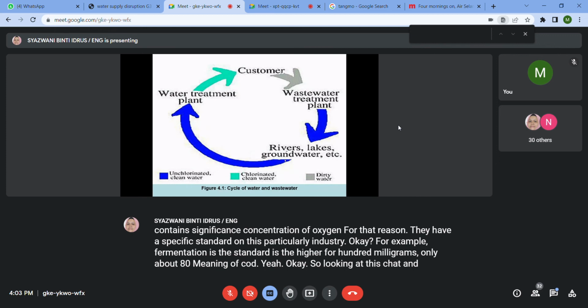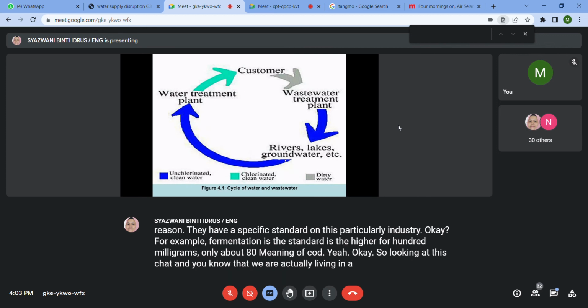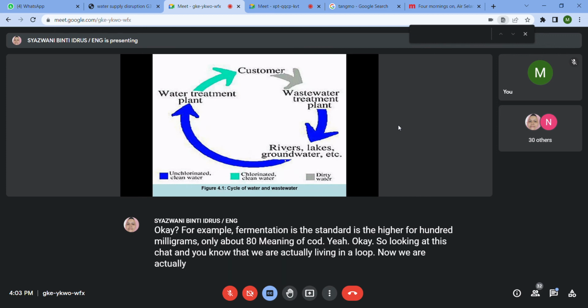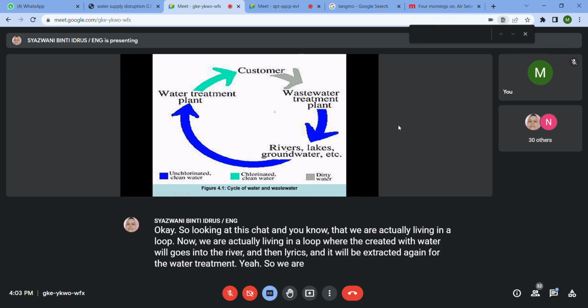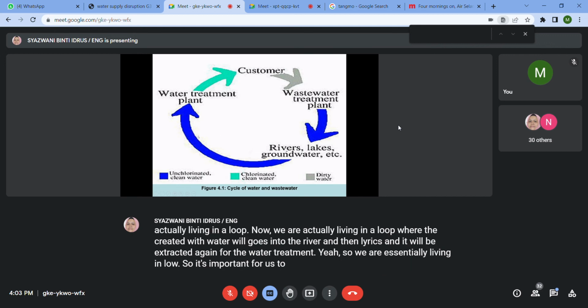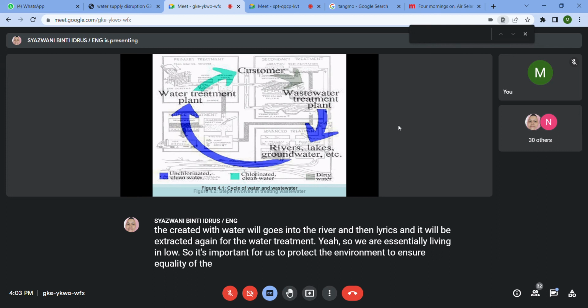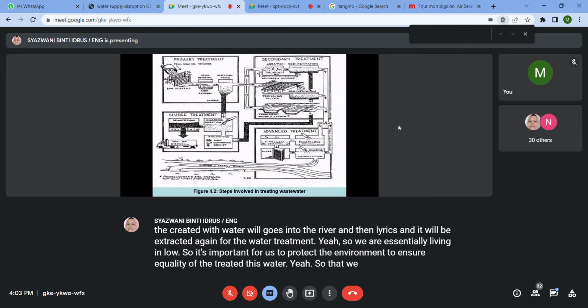Okay, so looking at this chart, we are actually living in a loop, where the treated wastewater goes into the rivers and the lakes, and it will be extracted again for water treatment. So it is important for us to protect the environment to ensure the quality of the treated wastewater, so that we can get cleaner treated water.